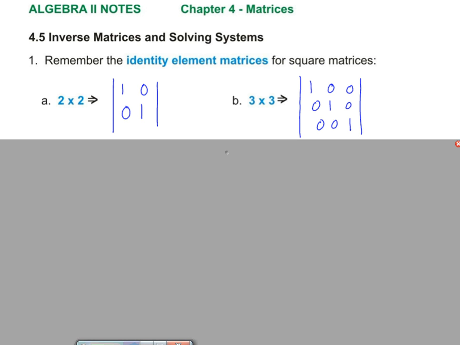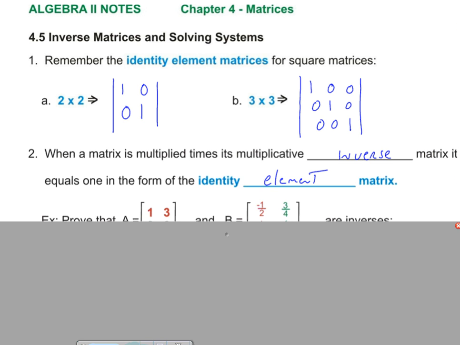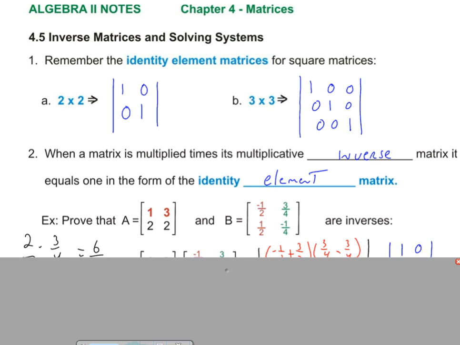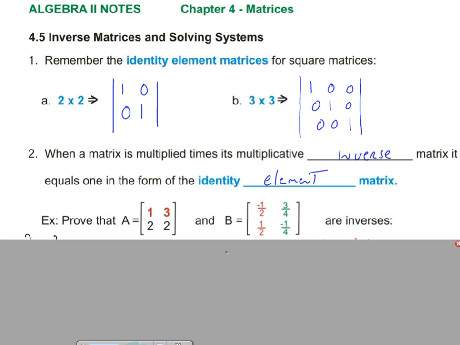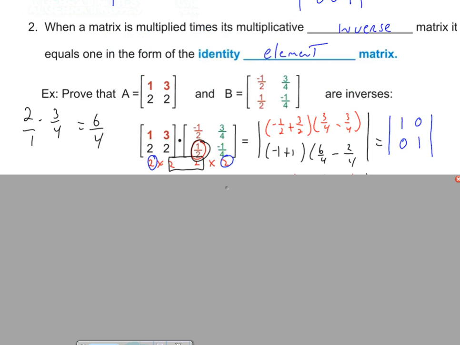Okay, so we were talking about inverse matrices so that we can solve a system. And so remember a 2 by 2 and a 3 by 3, what their inverse looks like. We talked about the identity element. The biggest thing is that we're trying to figure out how to find the inverse matrix. It's what we need. We need that to solve the system. We need it to solve the matrix equation. So you've got to remember how in the world to figure out the inverse matrix.